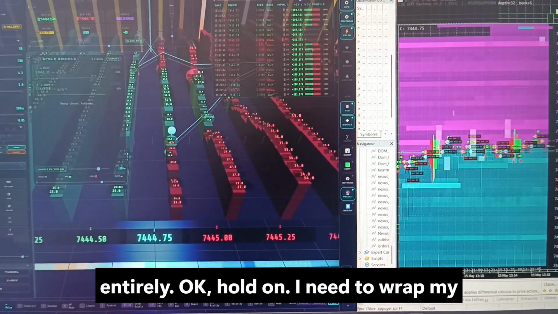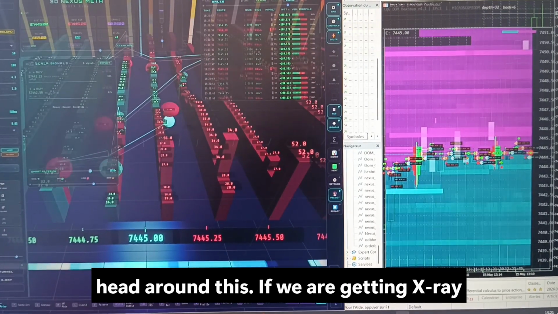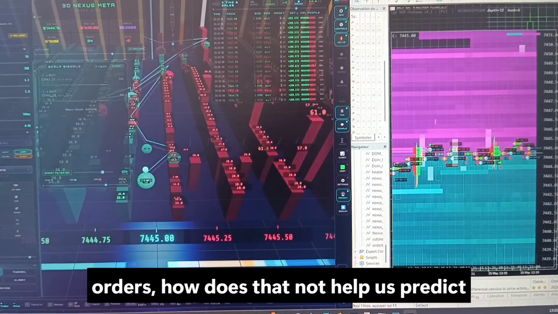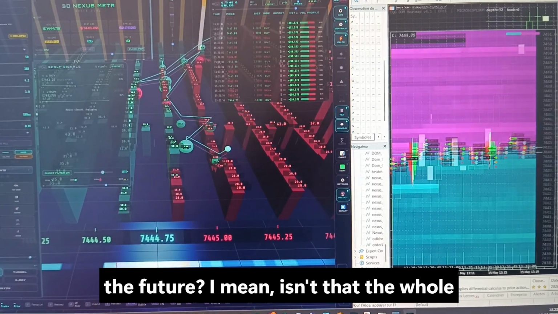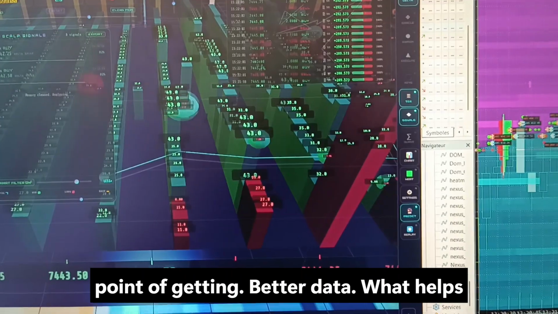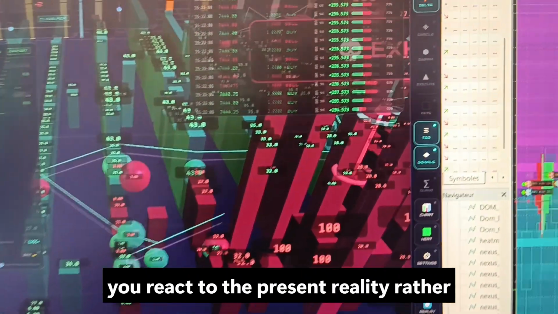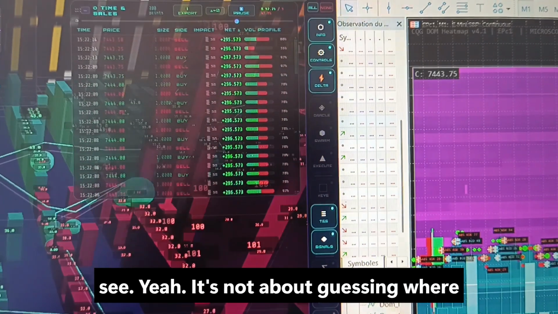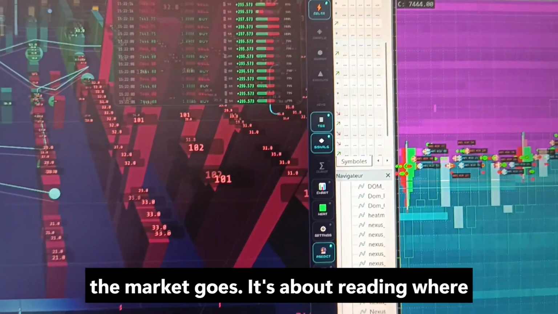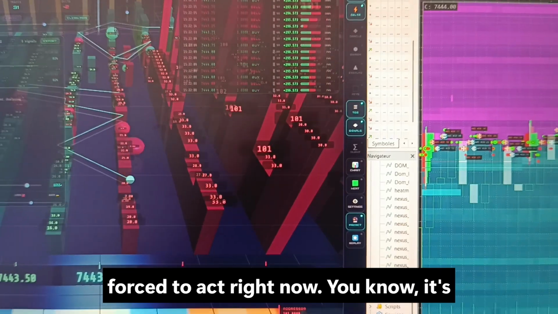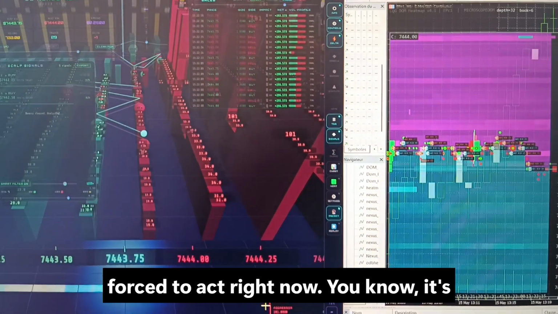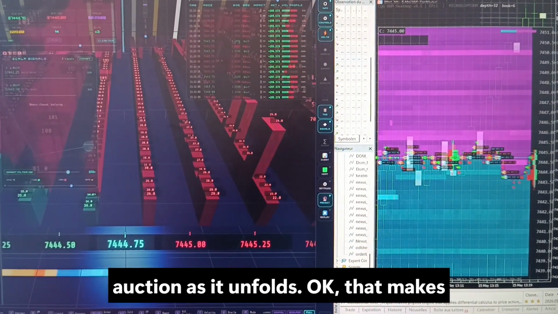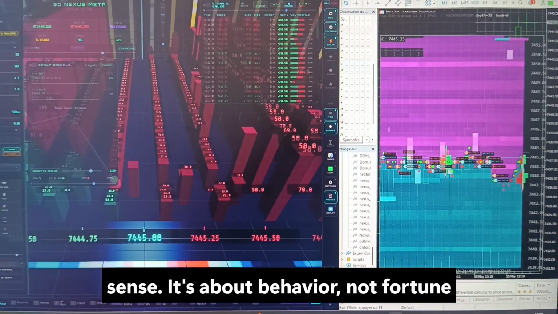Okay, hold on. I need to wrap my head around this. If we are getting X-ray vision into the market's underlying orders, how does that not help us predict the future? I mean, isn't that the whole point of getting better data? Well, it helps you react to the present reality rather than guessing a future outcome. Oh, I see. It's not about guessing where the market goes. It's about reading where market participants are structurally forced to act right now. It's looking at the raw mechanics of the auction as it unfolds. Okay, that makes sense. It's about behavior, not fortune telling.